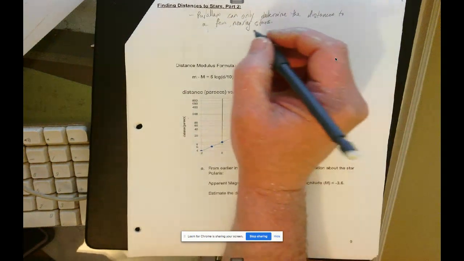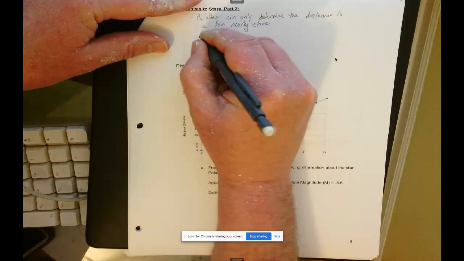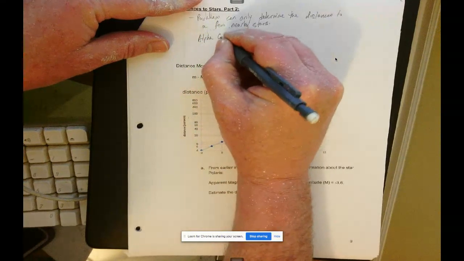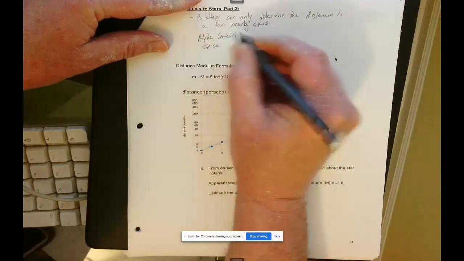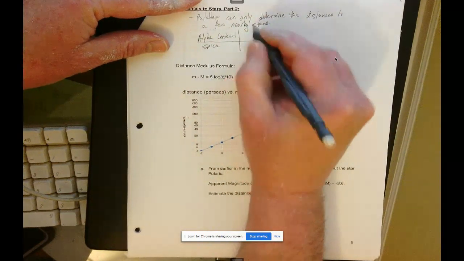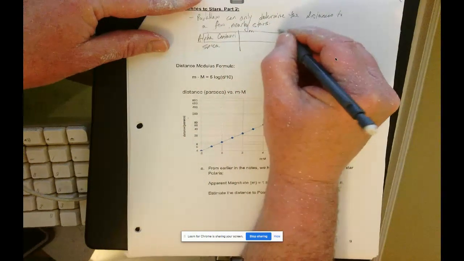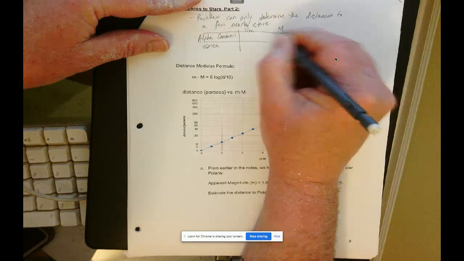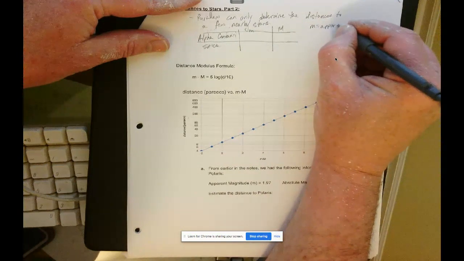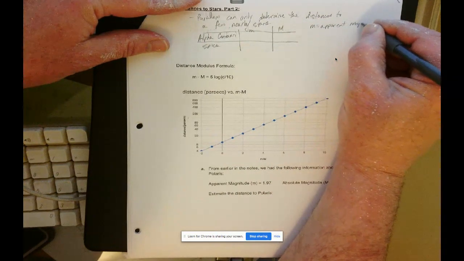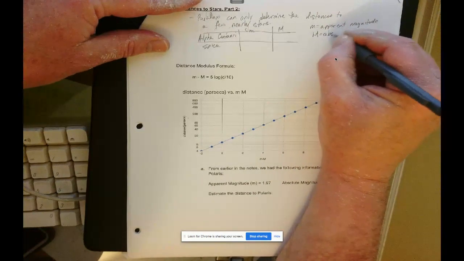So how else can we do it? And I'm going to give you some data here. We're going to use the stars Alpha Centauri and Spica. And we're going to look at their apparent magnitude and their absolute magnitude. So the little m is apparent magnitude. And big M is the absolute magnitude.